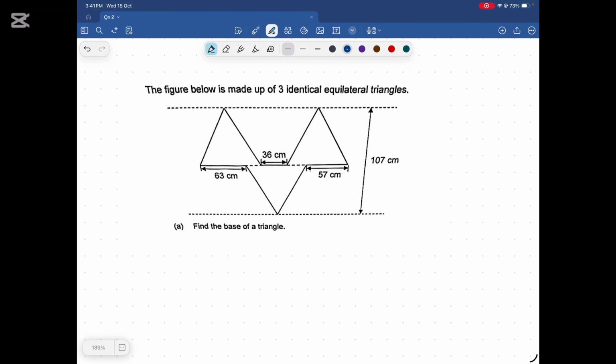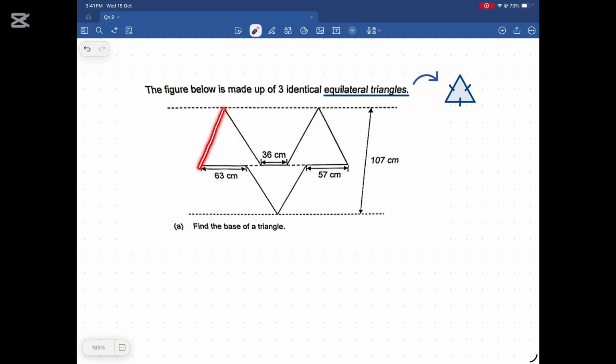Let's solve the question with me. The figure below is made up of 3 identical equilateral triangles. Keyword, equilateral triangles. What's the meaning of equilateral triangle? It means that it is a triangle whose sides are all equal. Next, let's analyze the question deeper.